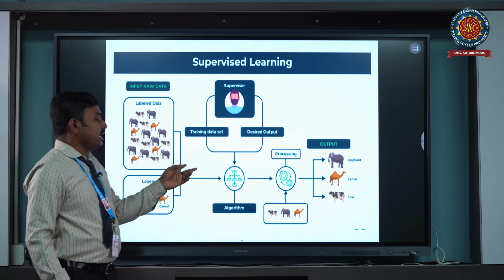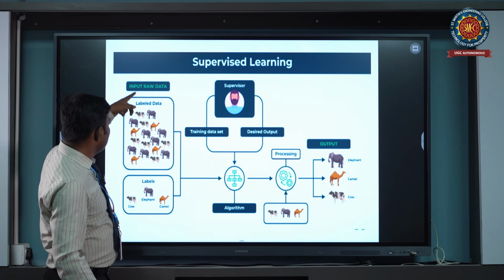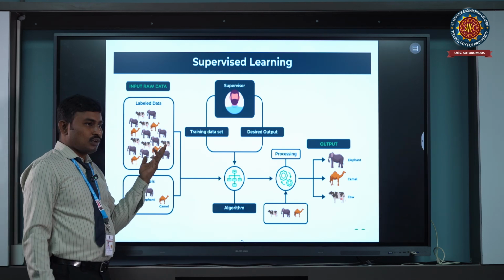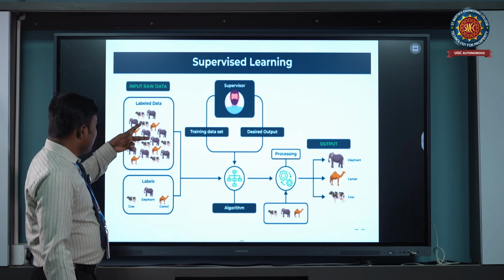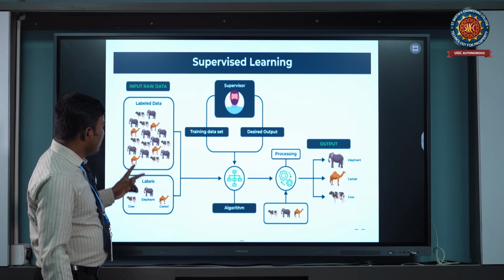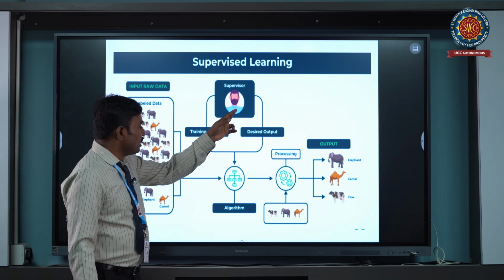Here we can see a diagrammatical representation of the supervised model. Here we are giving the input raw data. In the raw data, we also have noisy data and empty data. But here we are giving labels in the raw data also. After that, the raw data goes to the supervised model.